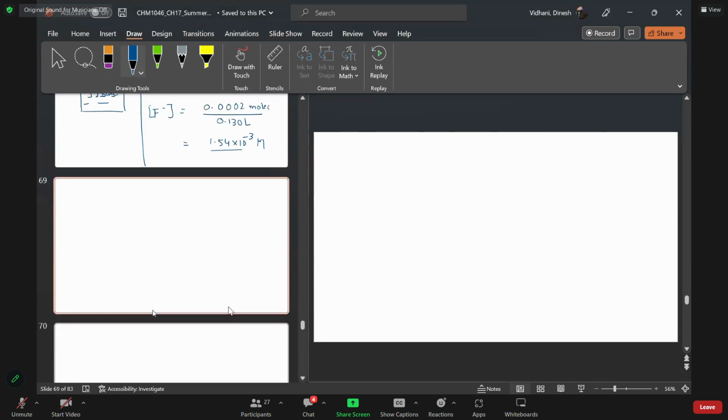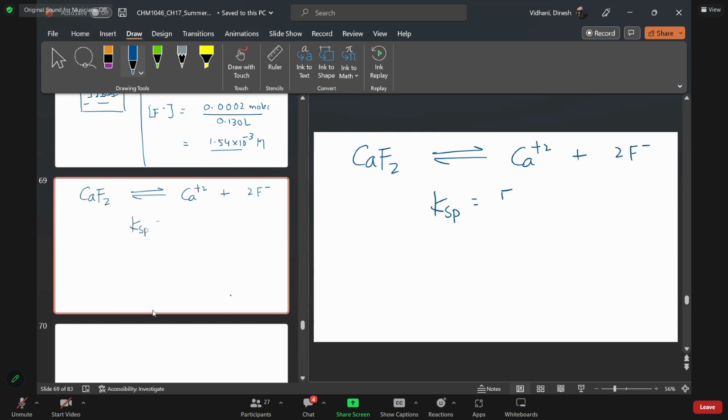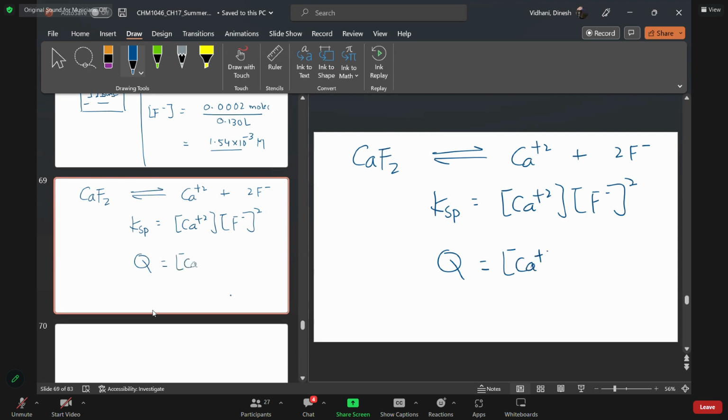Let's look at the KSP now. So KSP for calcium fluoride will be calcium plus 2 and 2 fluoride ions. So I can write my KSP will be the concentration of calcium ions and twice the concentration of fluoride ions. Now the KSP equation is like this. So is the Q equation. If I know my KSP equation, my Q equation will be the same. Now, do I know the concentration of calcium ions? Yes. Can you plug it in?